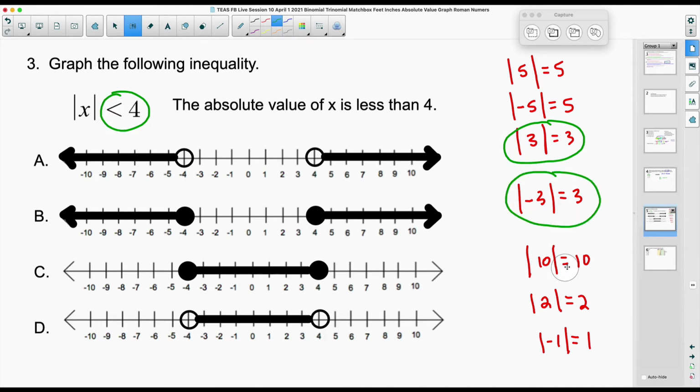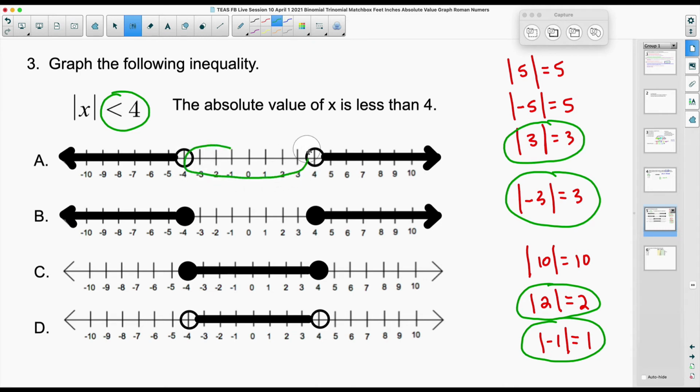This one right here does not work. The absolute value of 10 is 10. Well, 10 is not less than 4. Absolute value of 2 is 2. And the absolute value of -1 is 1. So all of these values are just a few of a bunch. Now, what I want y'all to notice is these ones that I've circled, we're looking for those to be shaded on our graph. So if we look at 3 and -3 and 2 and -1, we're talking about numbers that are in between -4 and 4.